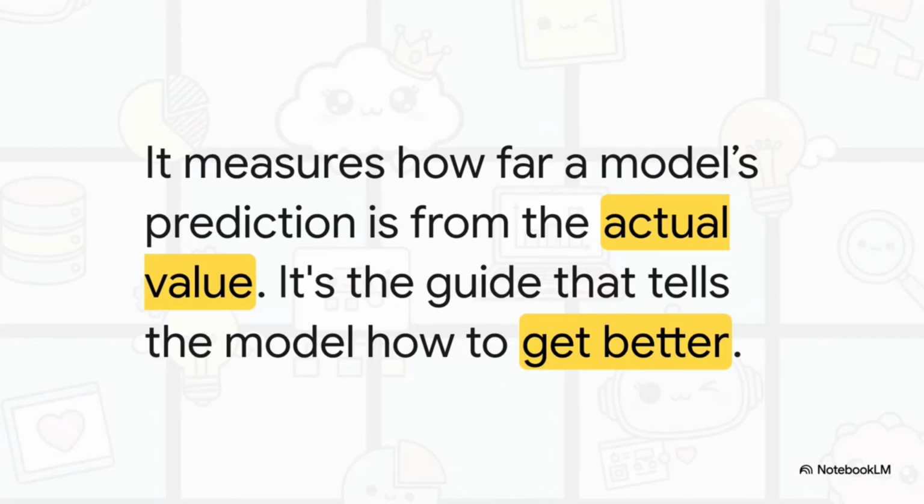Okay, here's a slightly more technical one for you. What is a loss function? I know, it sounds super complicated, but the idea is actually really straightforward. It's just a score that tells the model how wrong its last prediction was. The entire goal of training a model, its whole purpose in life, is to get that loss score as close to zero as possible. It's the guide that teaches the model how to get better.